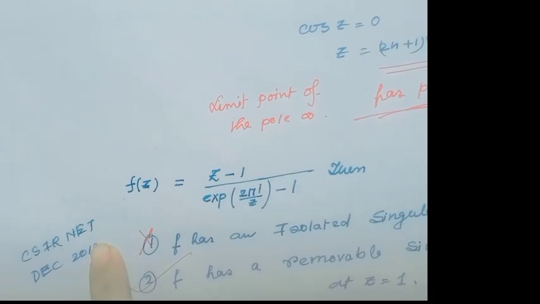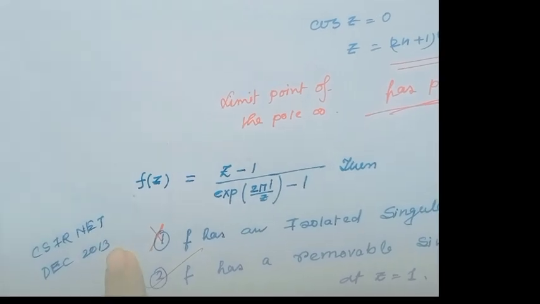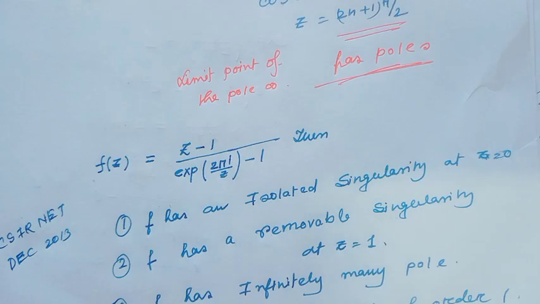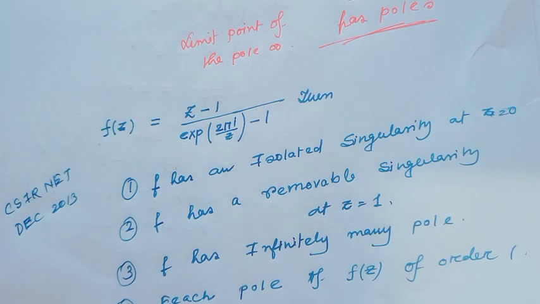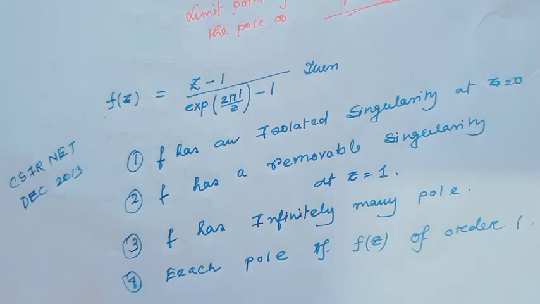Question, which came in the CSIR NET 2013 exam. The question is f(z) equal to (z minus 1) times exp of e to the power 2 pi i over z, minus 1. Option 1, f has an isolated singularity at z equal to 0. Option 2, f has a removable singularity at z equal to 1. Option 3, f has infinitely many poles. And option 4, each pole of f(z) is of order 1.